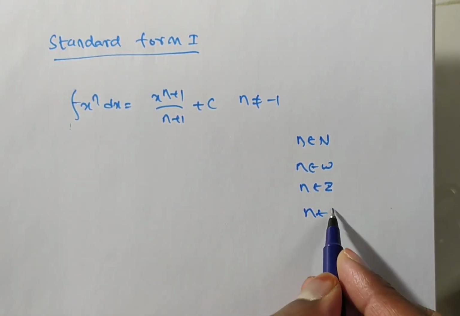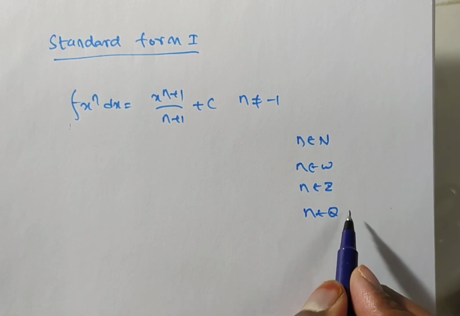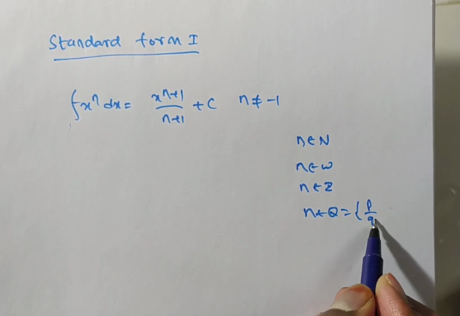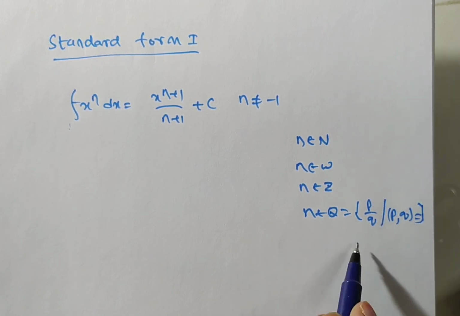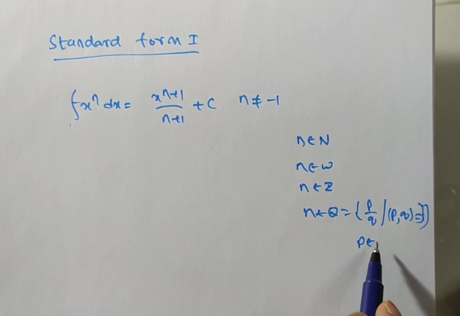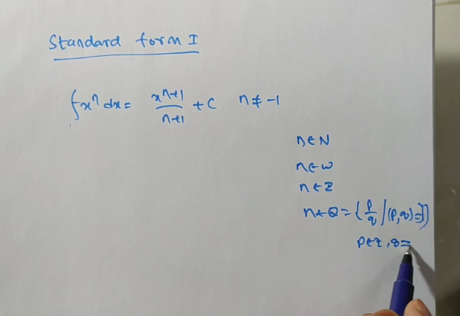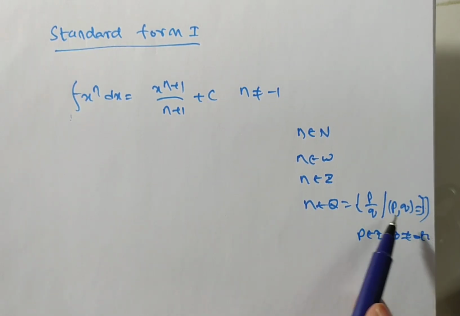n belongs to Q, rational numbers. In this case, p by q form. Rational numbers we denote with p by q, where the GCD of p comma q is equal to 1. Generally you will say p belongs to Z, and q not equal to 0 belongs to Z. Yes or no? But the GCD of p comma q is equal to 1.